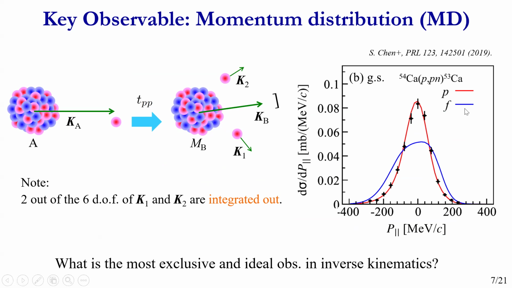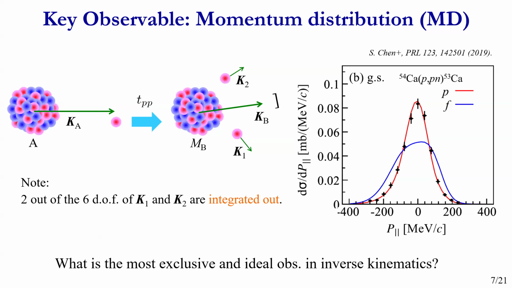Here I show just an example. This is calcium-54 (p,2p) to calcium-53 going to the ground state. And depending on L, the orbital angular momentum, the momentum distribution has a different shape. We tried some values of L, and we concluded that in this case, L could be 1. And by that, we can specify the spin parity, and that is also done for many other states.